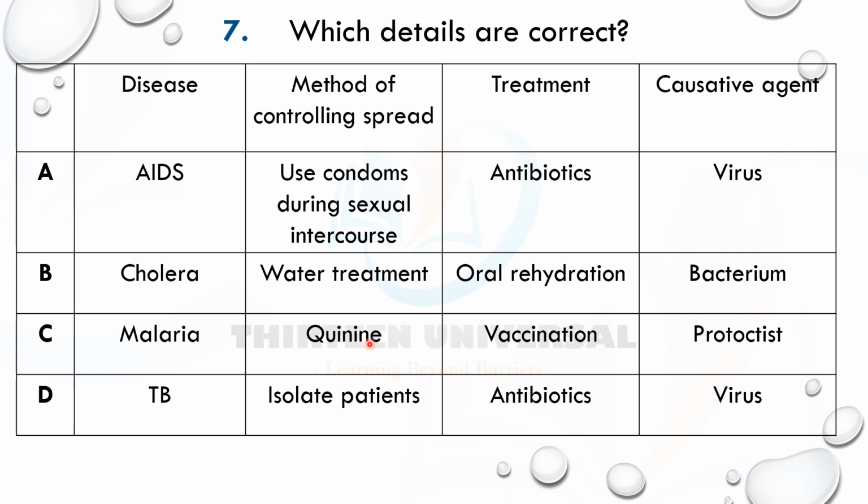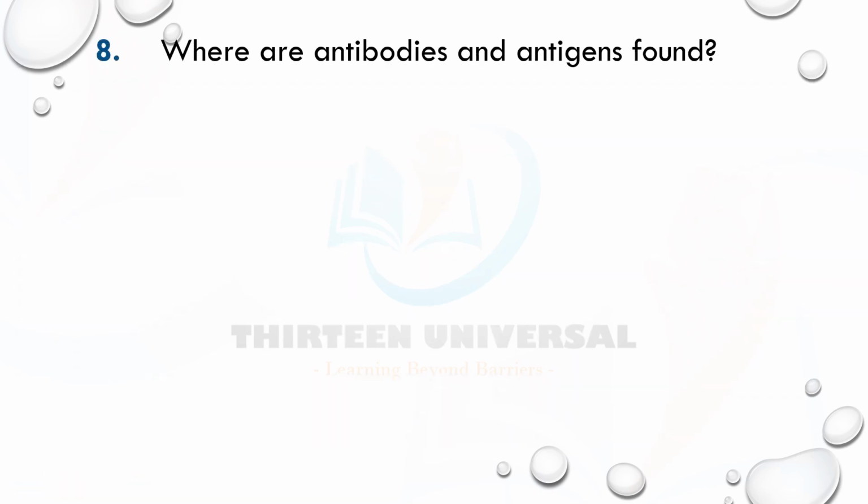Vaccination is for prevention, and malaria is caused by protoctists. So vaccination is for prevention, not for treatment. There's something wrong with this: quinine is used to treat it, and vaccination is used for control or prevention. So C is wrong. Look at D. TB, isolate the patient, okay. Antibiotics are used for it, but it's not caused by a virus. So the only one that's correct here is B: cholera, water treatment, oral hydration, caused by a bacterium. So the answer is B.